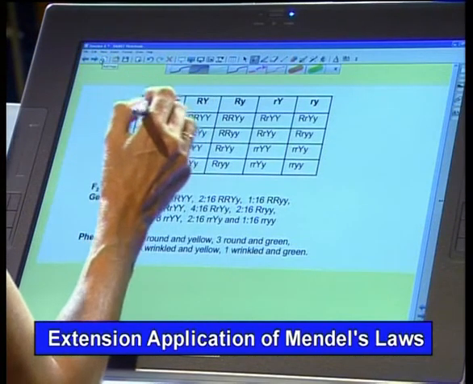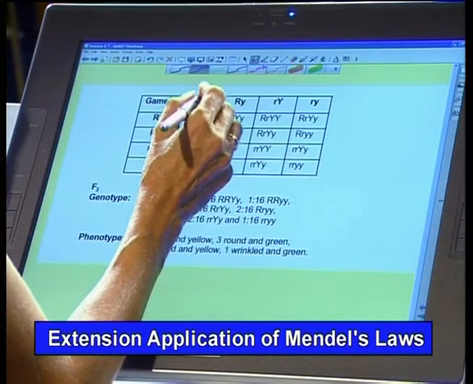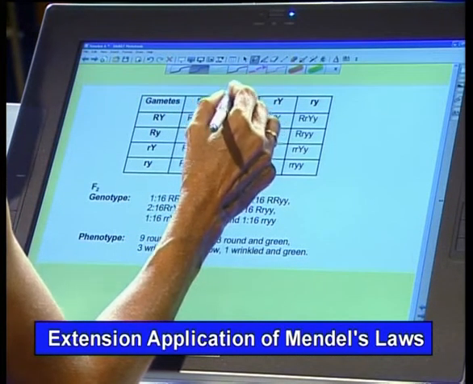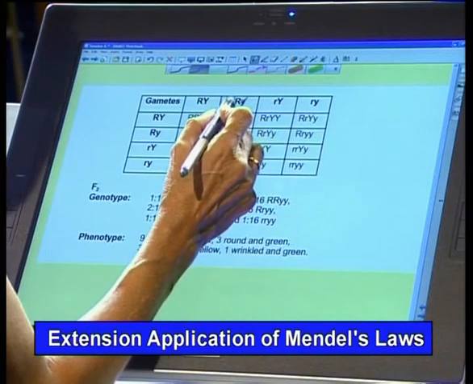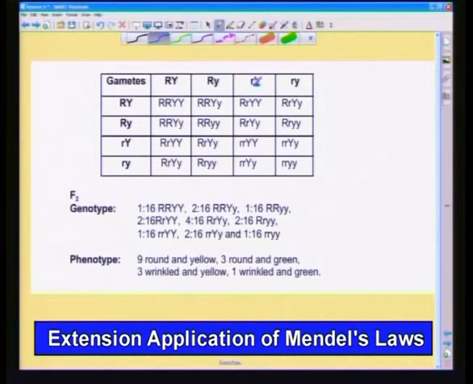With our gametes here, there's our capital R, capital Y, so that would be our dominant combination. Here round would be dominant, but the color would be green. Okay, here we're going to have a wrinkled little seed, but it's going to be yellow. And here we have a wrinkled little seed that is green. So these are our combinations. So we've got heterozygous versus heterozygous.